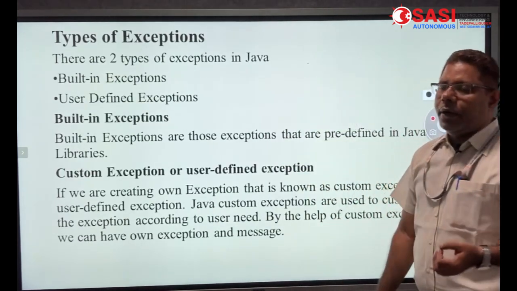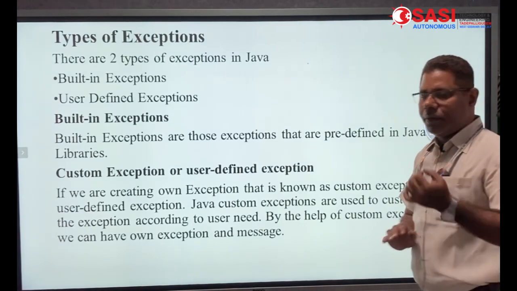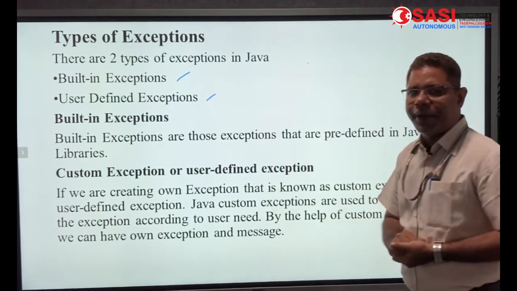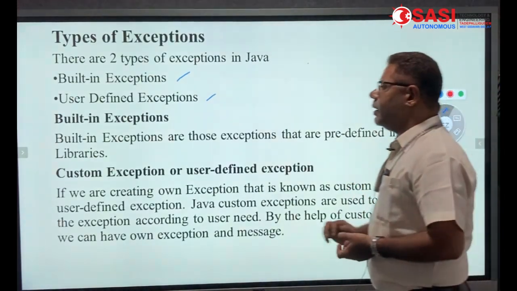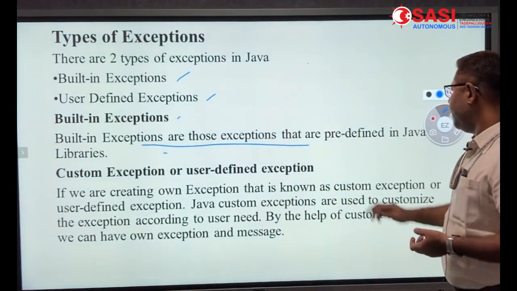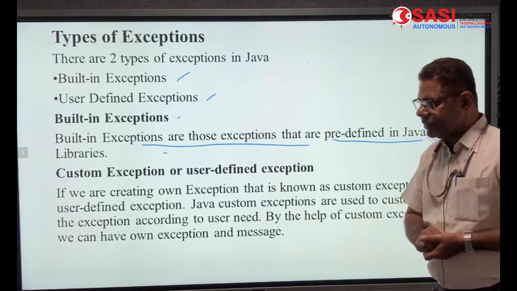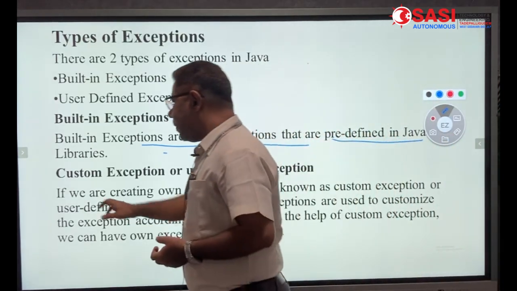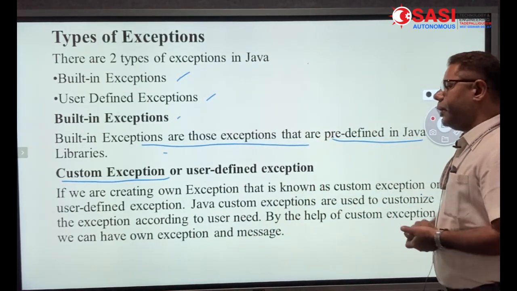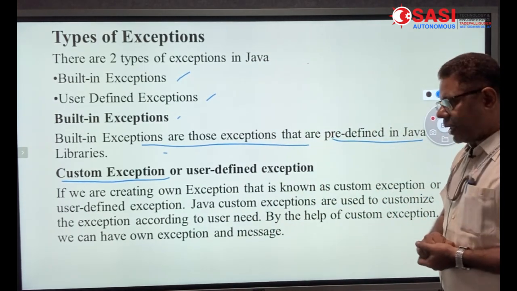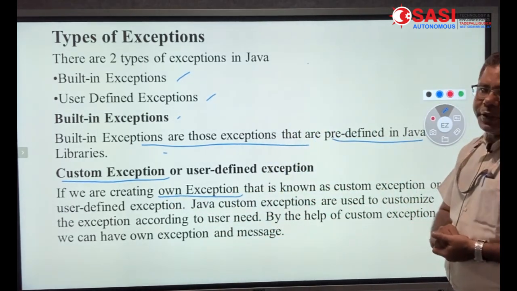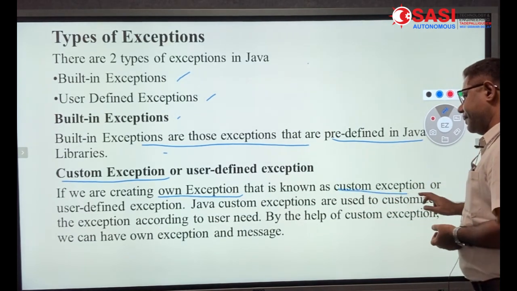So in Java we have two types of exceptions. One is built-in exceptions, the second is user defined exceptions. Built-in exceptions are the exceptions that are predefined in Java libraries. User defined exceptions are custom exceptions. By using user defined exceptions, the user creates his own exception. That is called a custom exception.